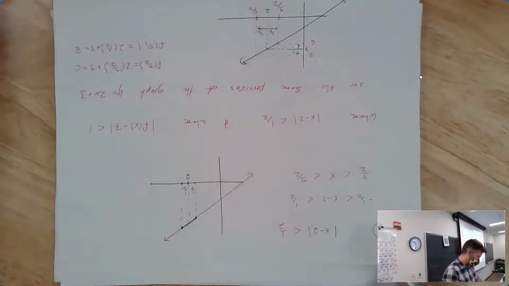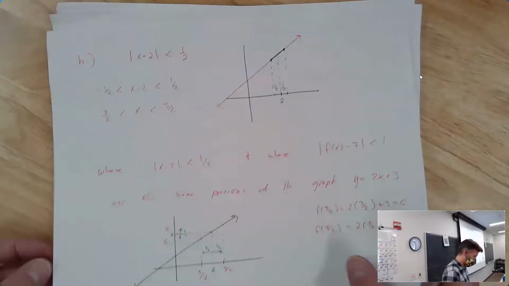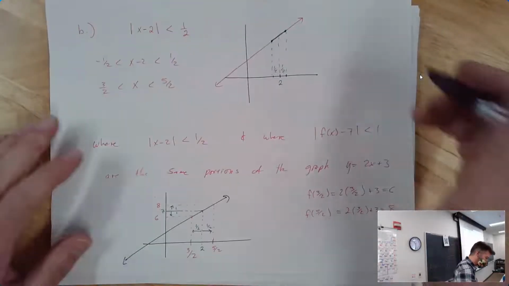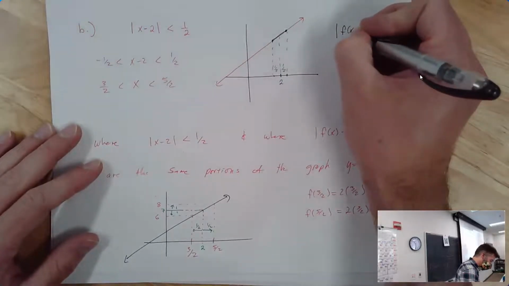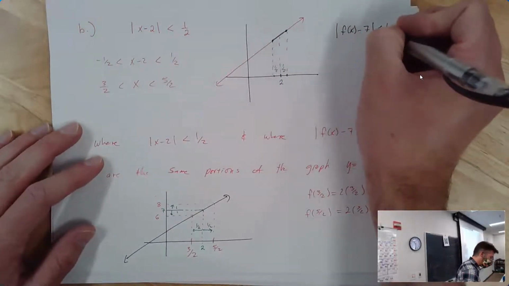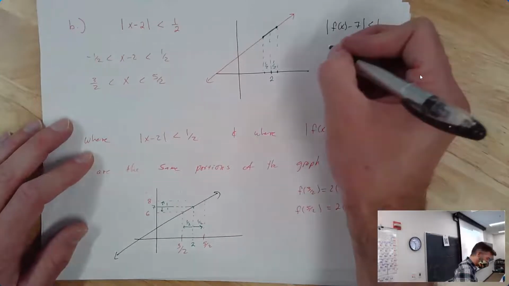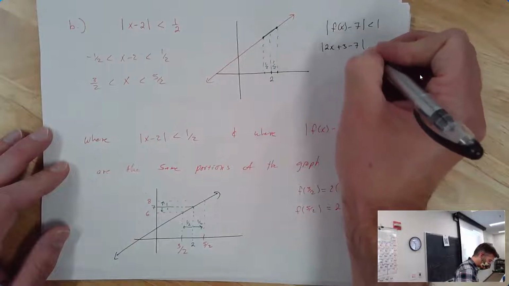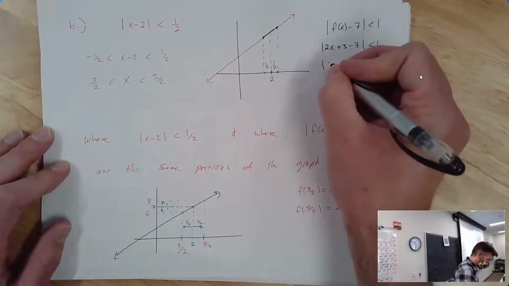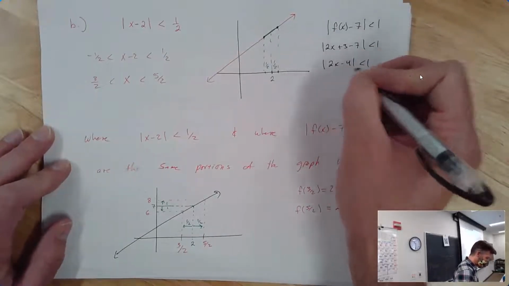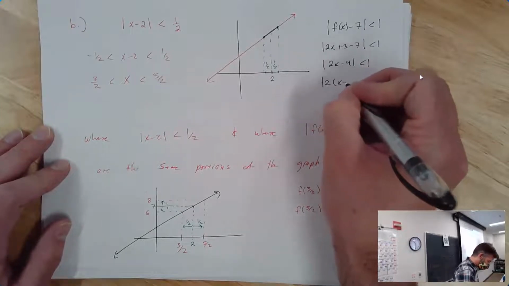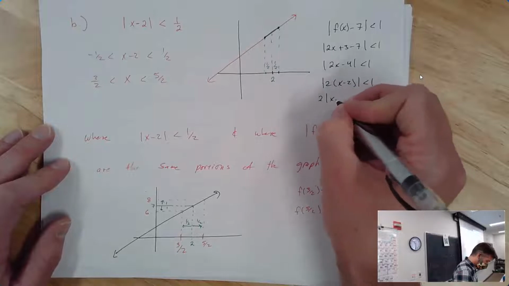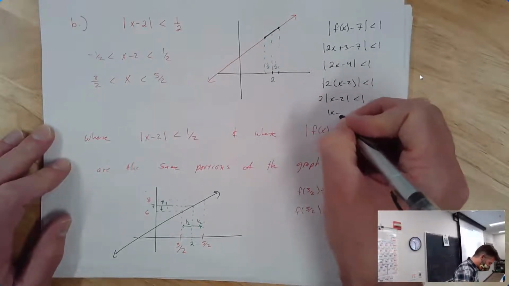To get this here, we could have said, well, we wanted this: the absolute value of f of x minus 7 is less than 1. And then we could have done the absolute value of 2x plus 3 minus 7 is less than 1. And then the absolute value of 2x minus 4 is less than 1. And then the absolute value of 2 times x minus 2 is less than 1. And then the absolute value of x minus 2 is less than 1/2.